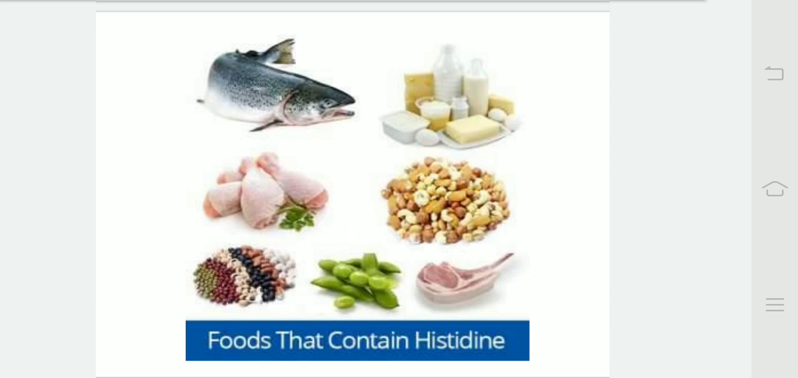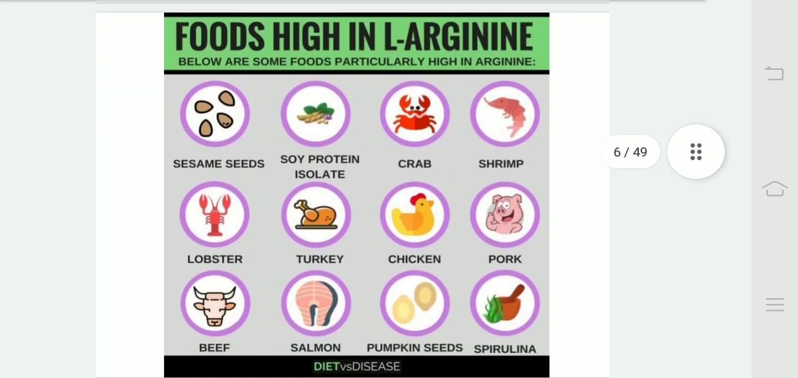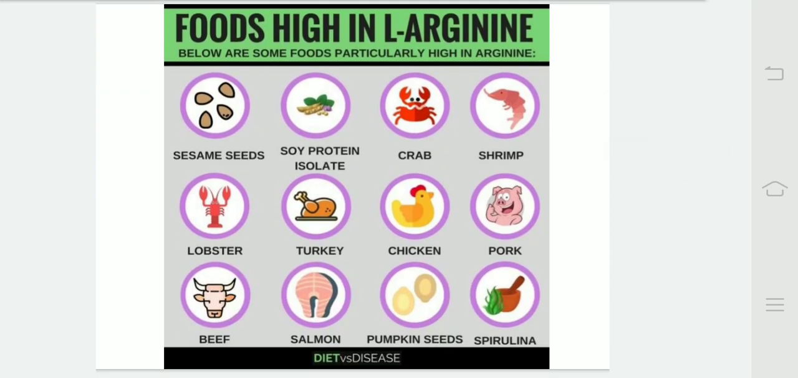In this diagram, we can see the food that contains histidine. They are fish, milk products, meat, dry fruits, and pulses. Here in this diagram, we can see the food that contains arginine: sesame seeds, soya proteins, crab, shrimp, lobster, turkey, chicken, pork, beef, salmon, pumpkin seeds, and spirulina.